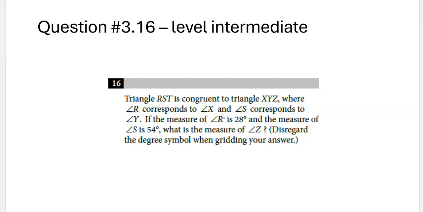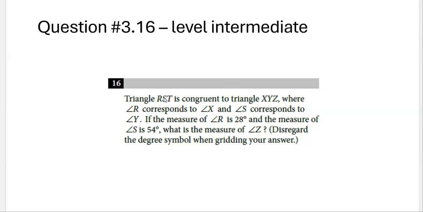Triangle RST is congruent to triangle XYZ. R corresponds to X, S corresponds to Y. If the measure of R is 28 and the measure of S is 54, what is the measure of Z? Disregard the degree symbol when grading your answer. Or in this digital version, you just type it in properly. Okay, so we're asked to find this angle Z, and they give us angles in the other triangle.